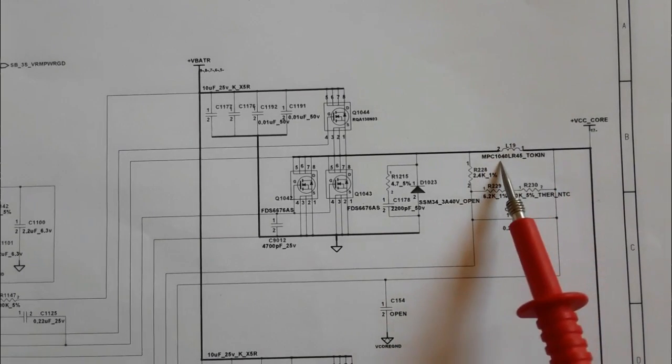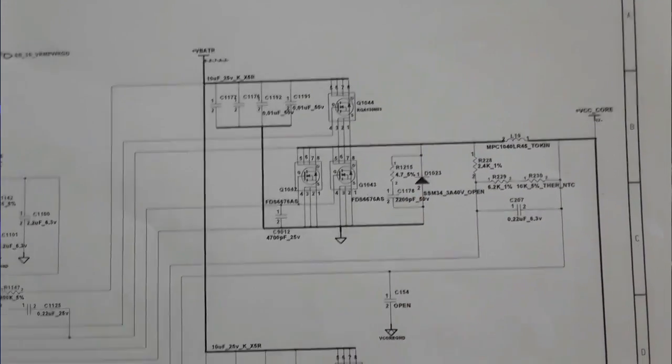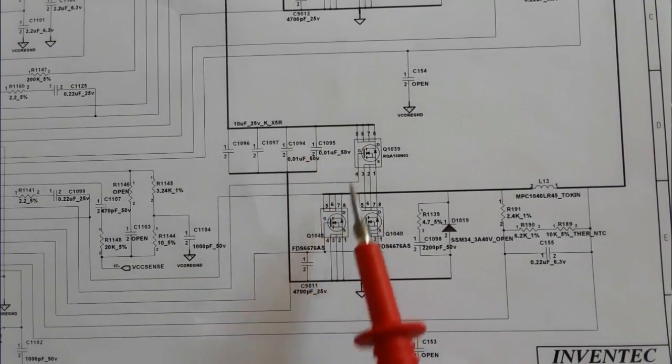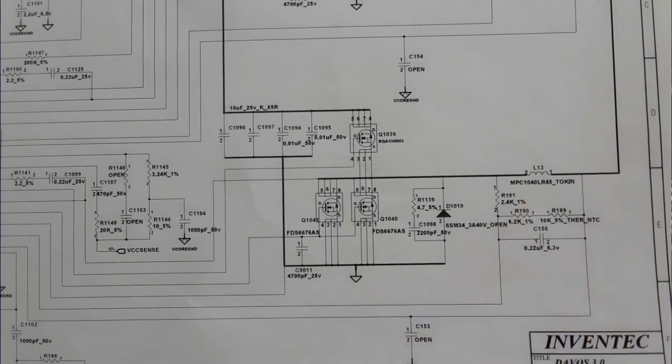The inductor should give continuity using the multimeter. And also the diode, the protection diode. If the diode is shorted to the ground, it means the diode should be replaced. The same for this channel also. You should check MOSFETs, inductor, diode.